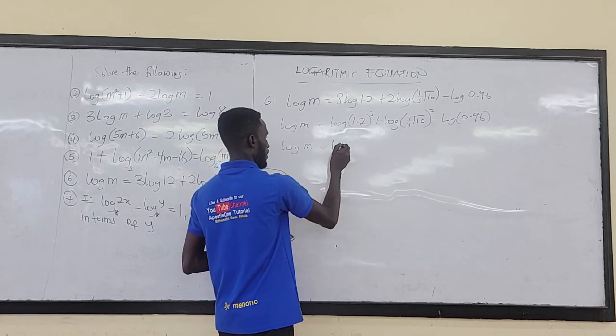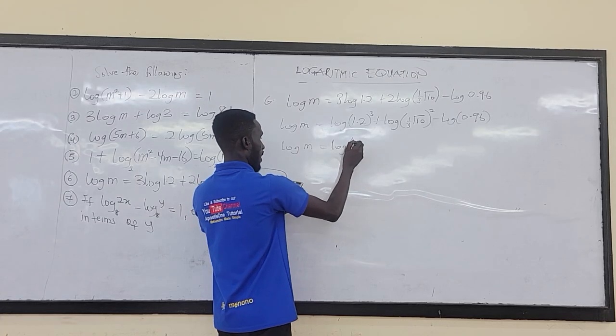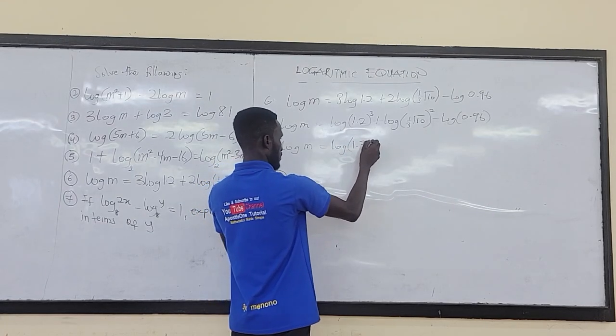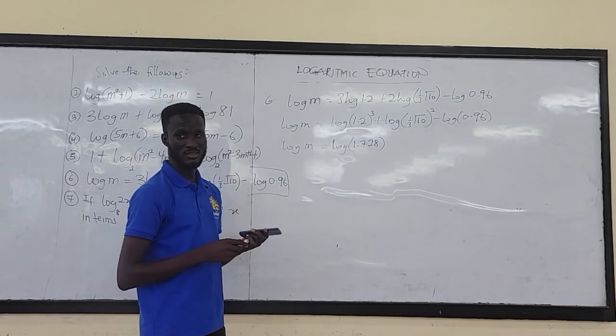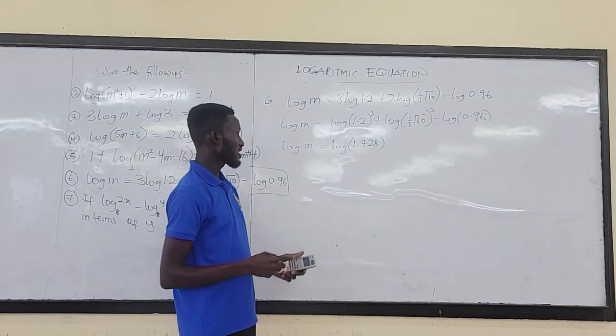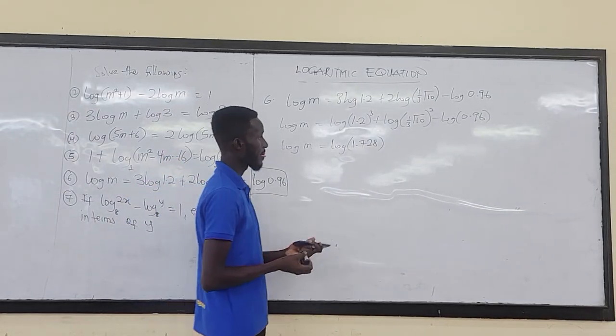We are going to have log 1.728. Now you can also choose to use a calculator. So when you simplify everything, then use the calculator. So now let's move on.